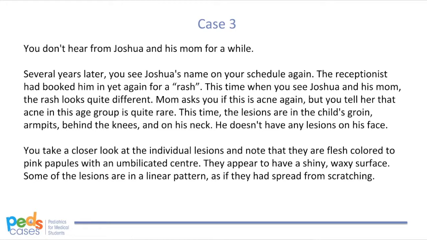You don't hear from Joshua and his mom for a while. Several years later, you see Joshua's name on your schedule again. The receptionist had booked him in yet again for a rash. This time, when you see Joshua and his mom, the rash looks quite different. Mom asks you if this is acne again, but you tell her that acne in this age group is quite rare. This time, the lesions are in the child's groin, armpits, behind the knees, and on his neck. He doesn't have any lesions on his face.